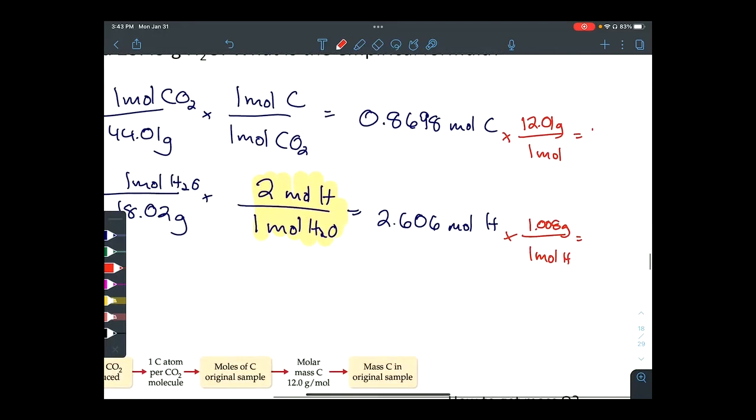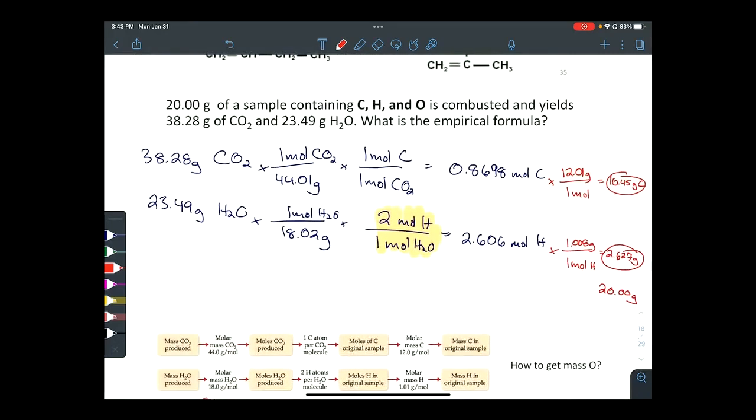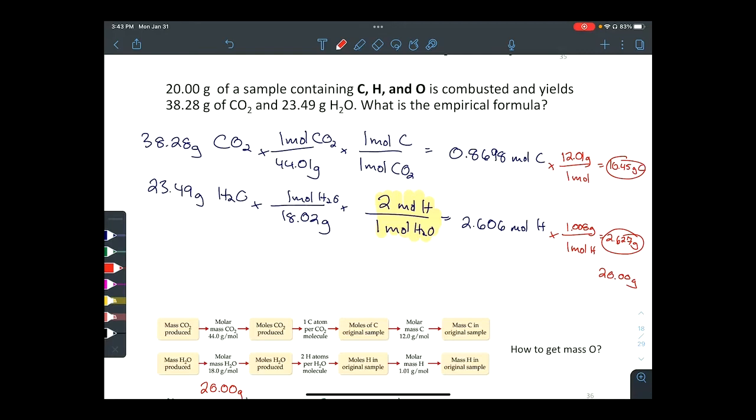So carbon weighs 10.45 grams, and hydrogen is 2.627 grams, those 2 values. Our whole sample is 20 grams, so anything that's left over is oxygen. Do you see that? We have to do something a little bit funny to get oxygen. This is the funny thing we have to do. So what's left over? If you subtract both those numbers from 20, you get that there is 6.92 grams of oxygen. I will admit, this is hard. There's a lot of moving parts here.